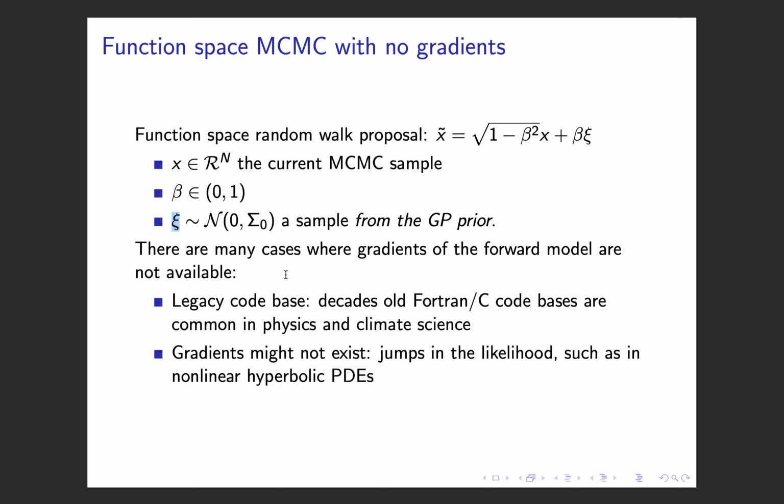The usual starting point is the function space version of random walk, which has this proposal. So X here is the discretization of the current MCMC sample, namely the function, but discretized. Beta is the step size, and chi is a sample from the Gaussian process prior. Now this simple proposal is independent of dimension and corresponds to random walk on function space. If you then have gradients, there are much more efficient samplers than random walk, but in many cases you don't have gradients, so we would like to develop a sampler that's better than random walk, but that doesn't need gradients.